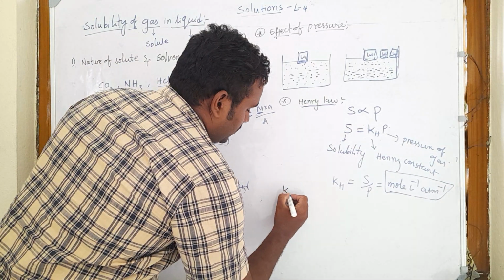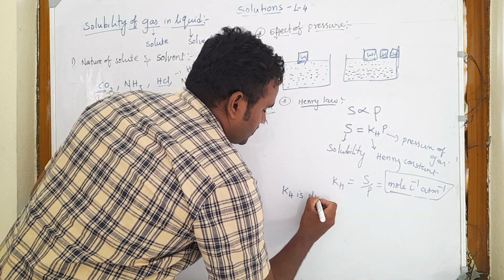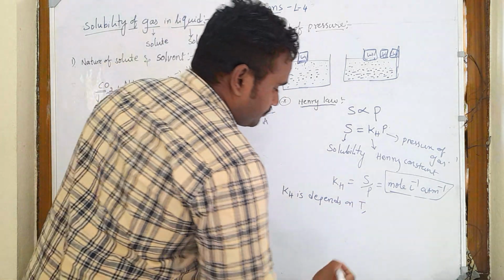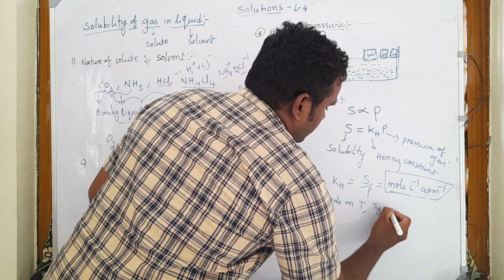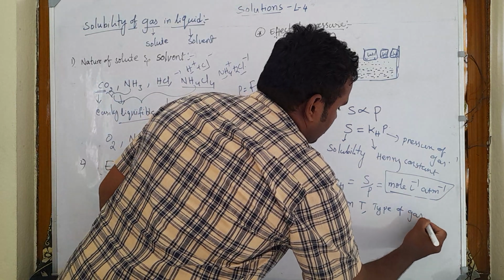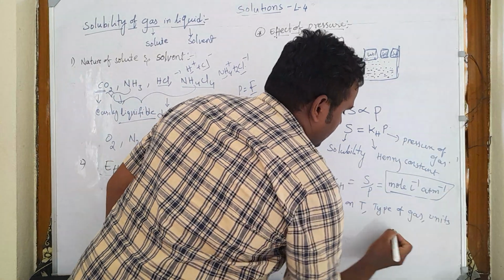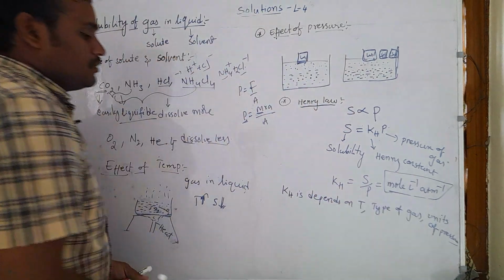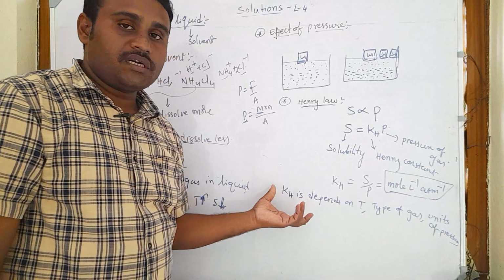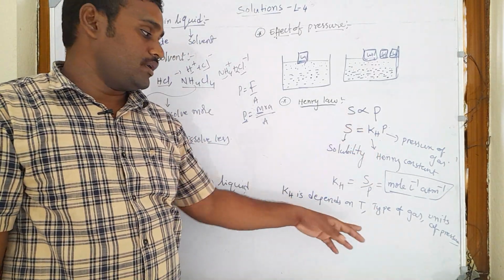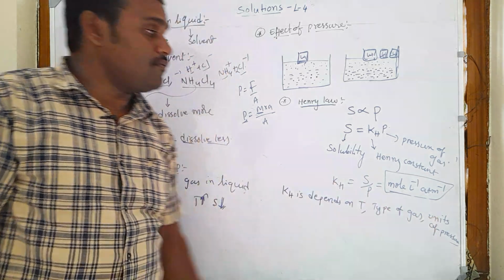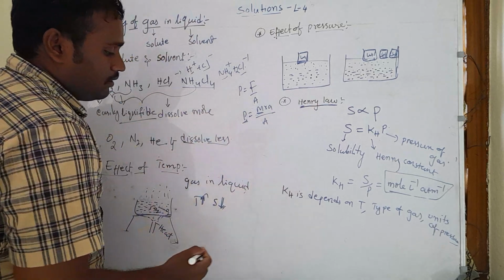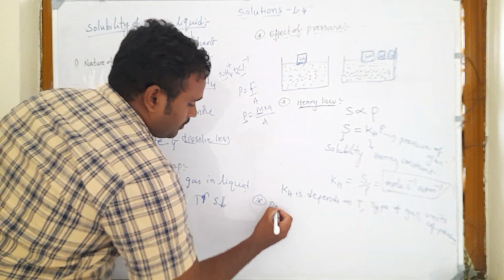Henry's constant kh depends on temperature, type of gas and units of pressure. It is not a universal constant; it is a constant for a particular gas only at constant temperature and units of pressure. Okay, this is about Henry's law. And here we have Dalton's law also.